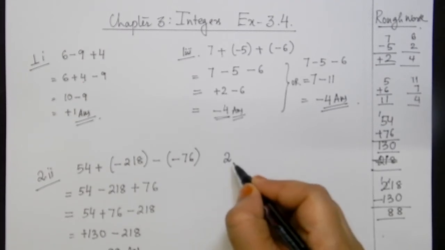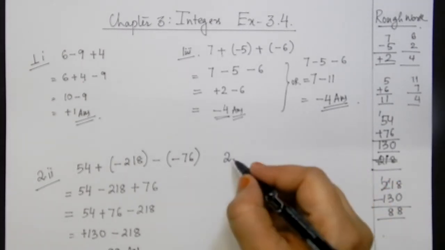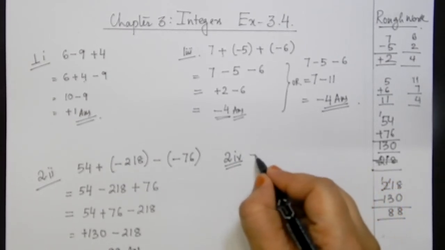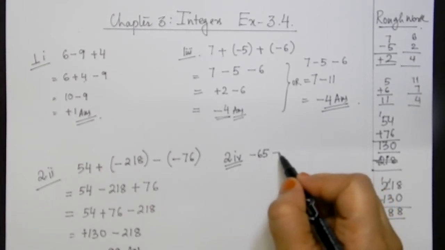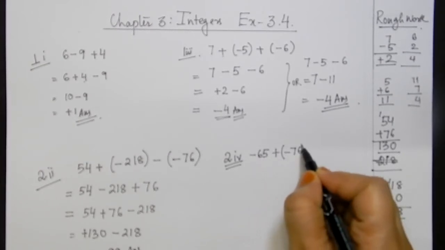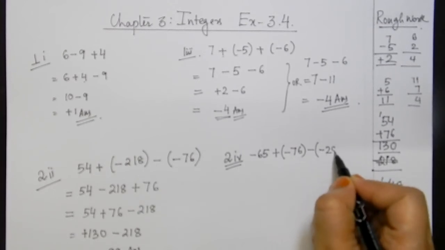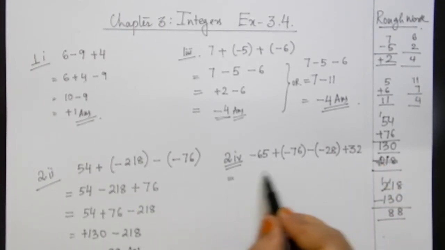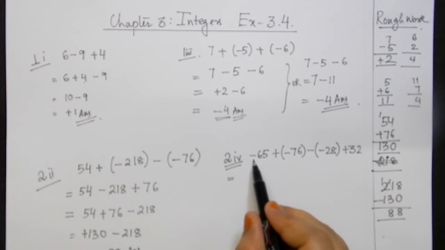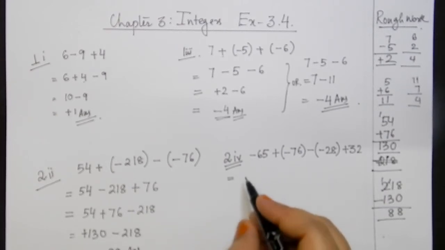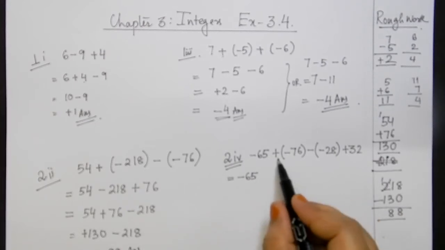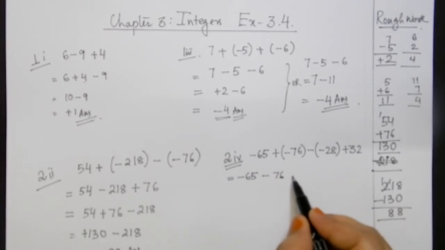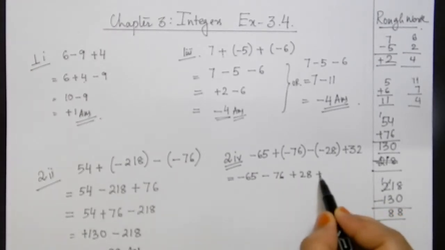Let's do another sum. 2 subpart 4. Minus 65 plus of minus 76 minus 28 plus 32. So let us open the brackets. Now see here, for the first time we've got a sum where the first number is negative. So we will continue with the negative sign. Minus minus will give you minus 76. Minus will give you plus 28, and this is plus 32.